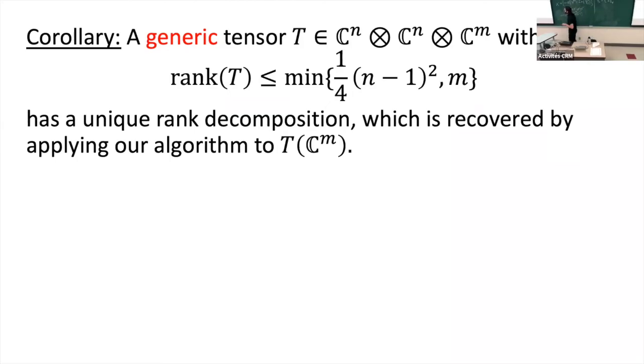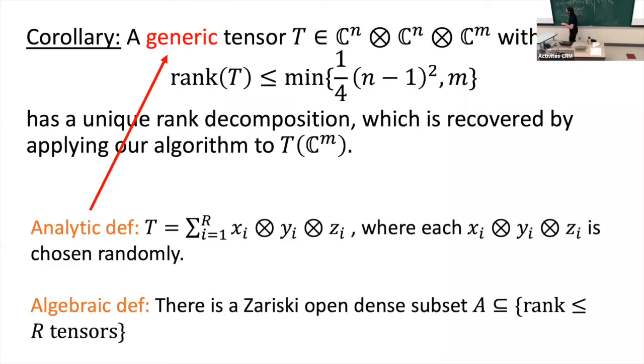So analytically, this means I pick a bunch of rank 1 tensors, R of them, where R is the rank that I'm interested in, and then sum them together, and someone hands me the tensor that you get. That will actually have a unique rank decomposition given by this, and then you can recover it. And then similarly, there's an algebraic definition.